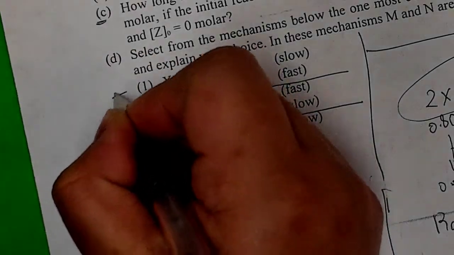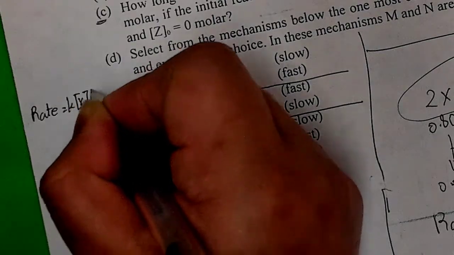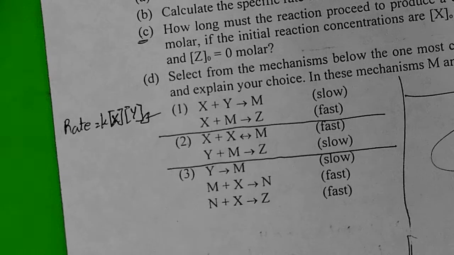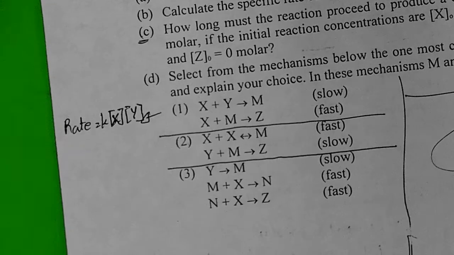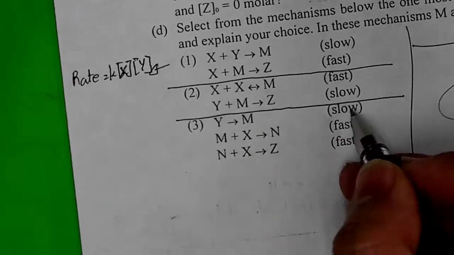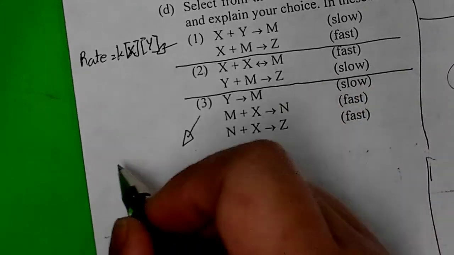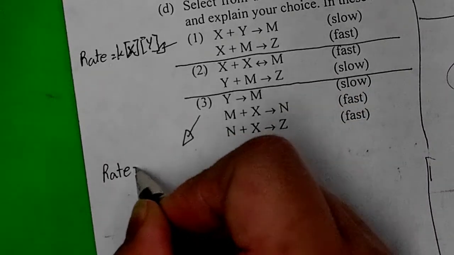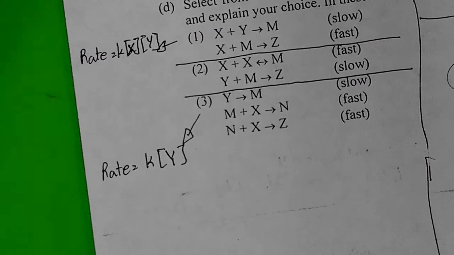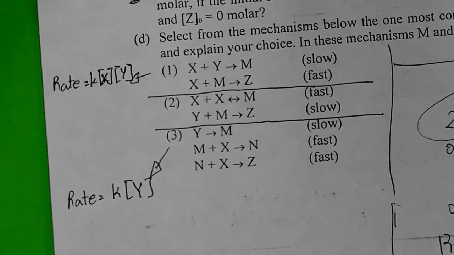So this one is going to be rate is equal to K, X, and then Y. No, it's fine. You can write YX if you want. Now, number 3 is also really easy because this is a slow first step. So that means rate is equal to K, Y. See how it goes? Slow step, fast step.